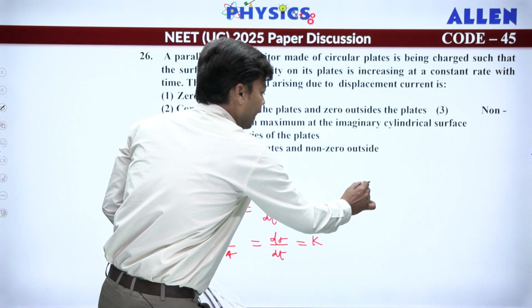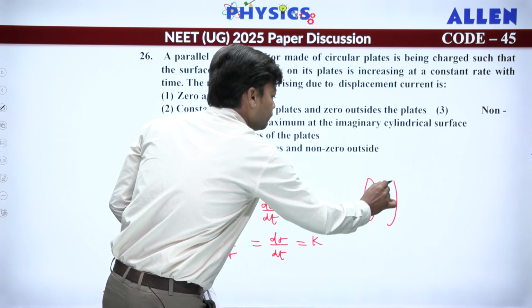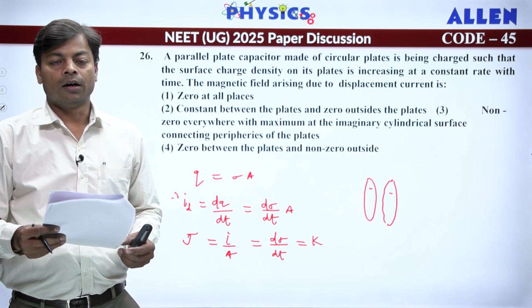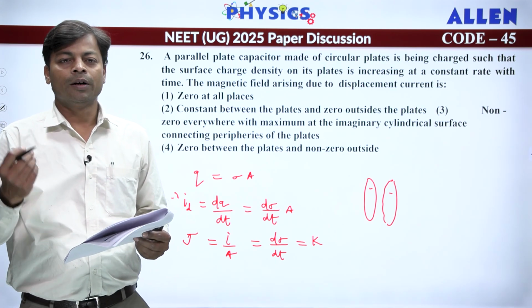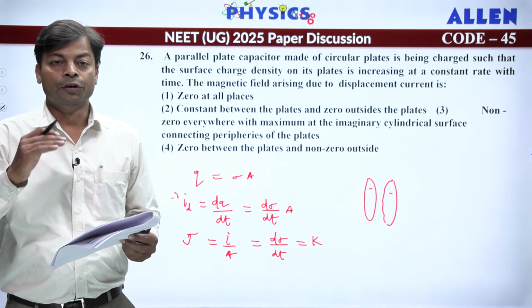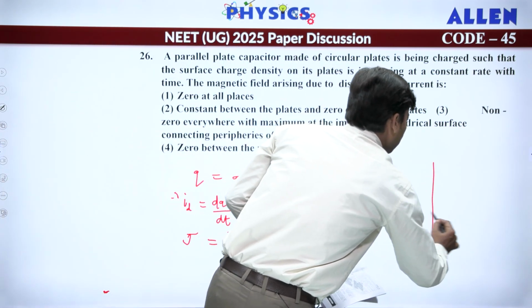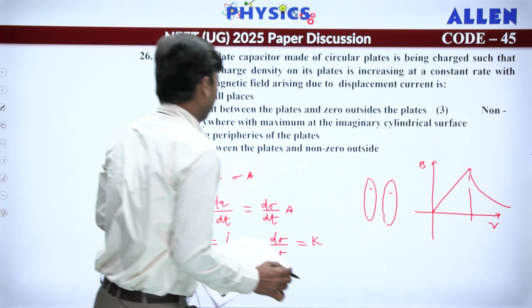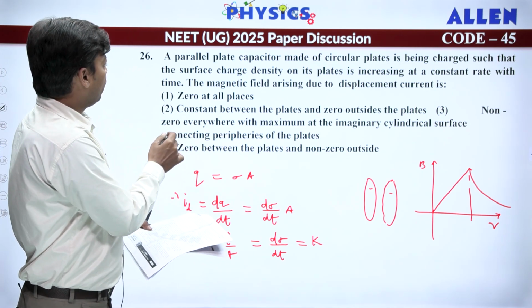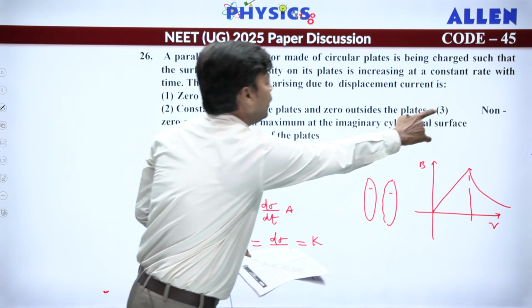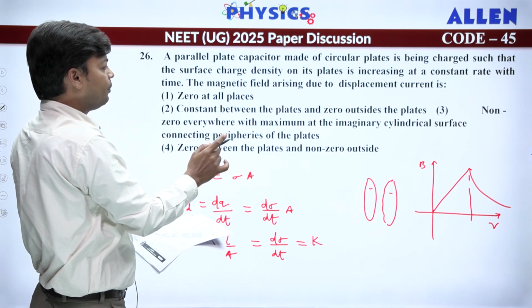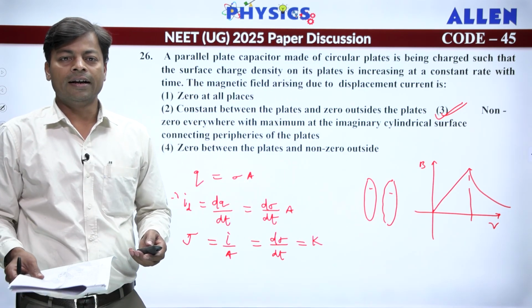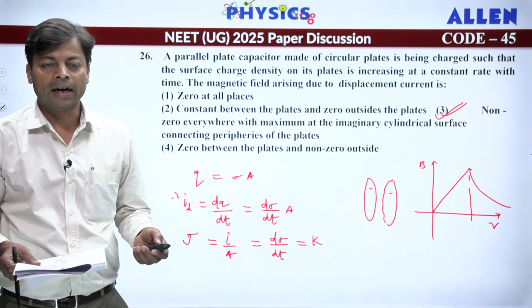We can say that the circular plate of the capacitor is like current flowing from here to this plate with a constant current density. So the magnetic field generated by this will follow the same formula as the magnetic field due to uniformly distributed current in a cylinder. And we know the graph for such a magnetic field is this. So here we can say that the magnetic field is non-zero everywhere, with maximum at the imaginary cylindrical surface connecting the periphery of the plates. That is the third option. So the third option will be the right answer, because the current density is constant, it is going to follow a formula similar to that of cylindrical current.